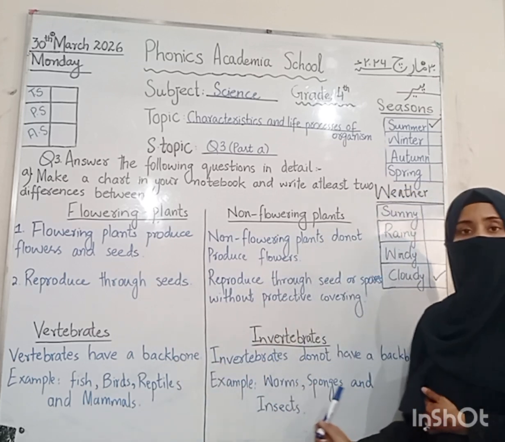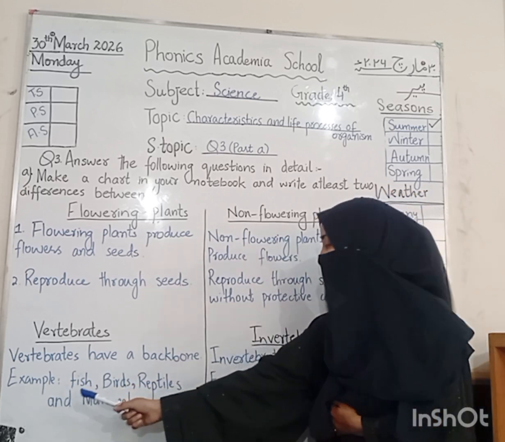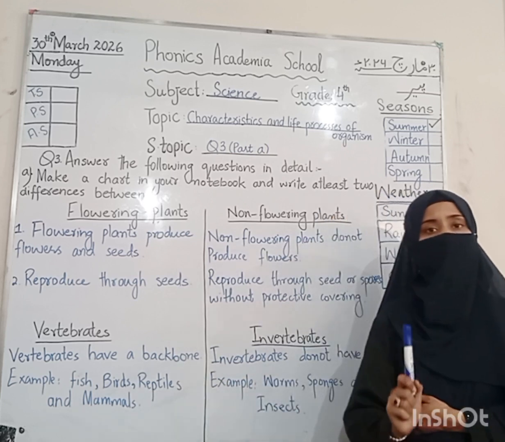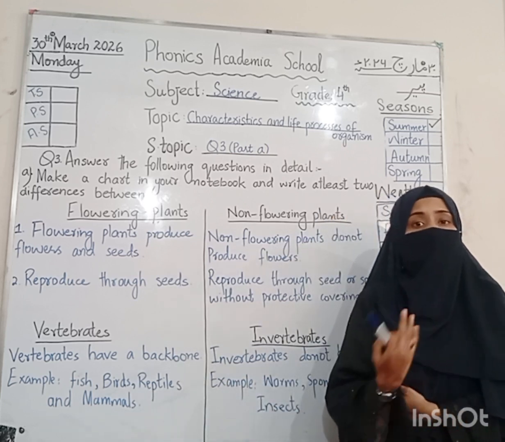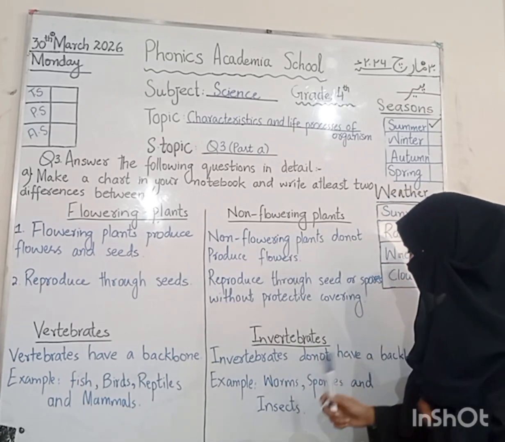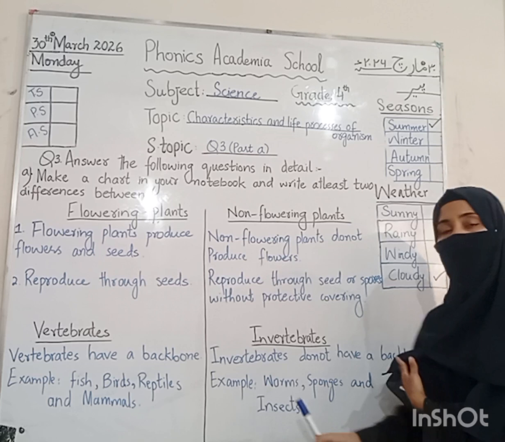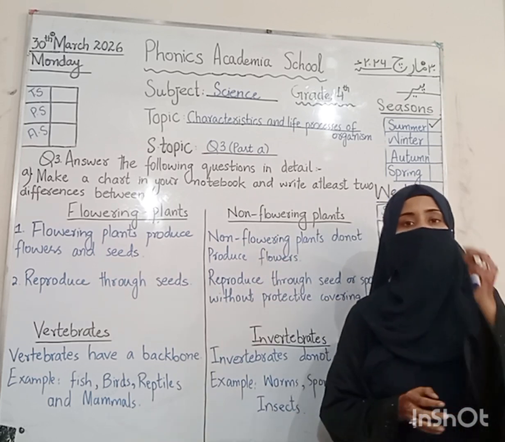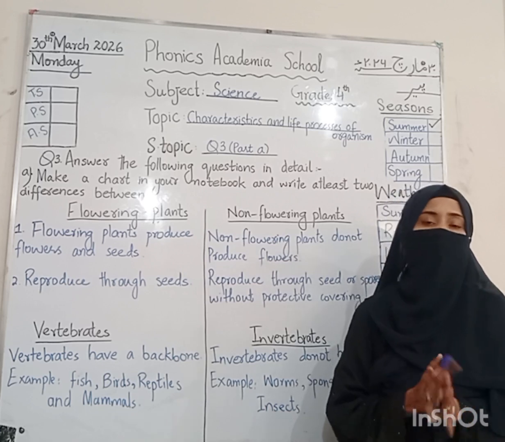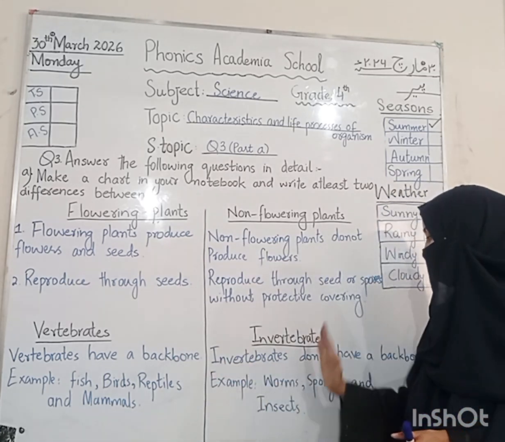So the differences are vertebrates have a backbone, इनके पास backbone होगी. Invertebrates do not have a backbone. Invertebrates के पास backbone नहीं होगी. Example: fish, birds, reptiles and mammals, and human beings are also mammals. They are vertebrates. Invertebrate example: worms, sponges and insects. Starfish is also an example of invertebrates. So these are the examples of vertebrates and invertebrates.